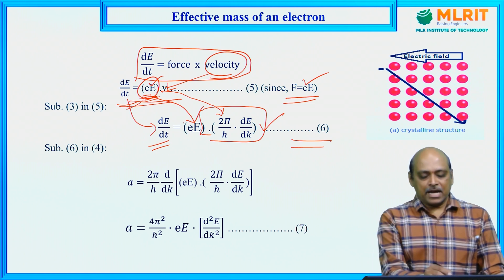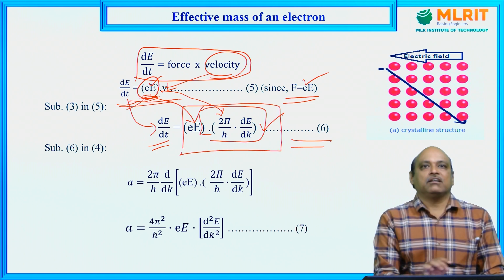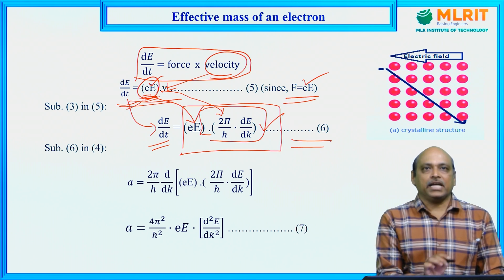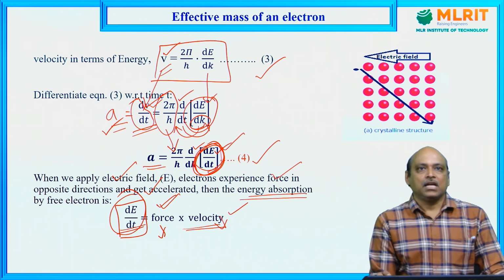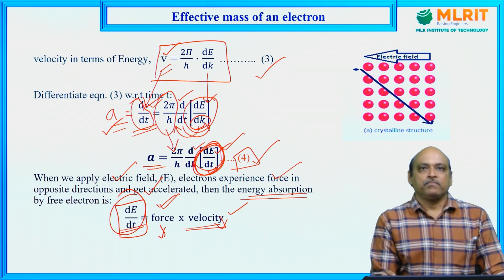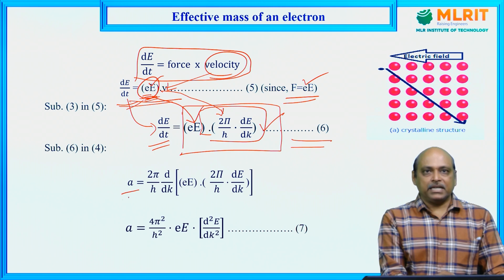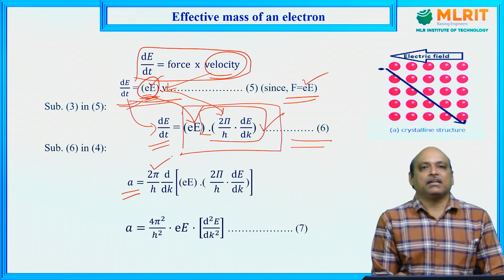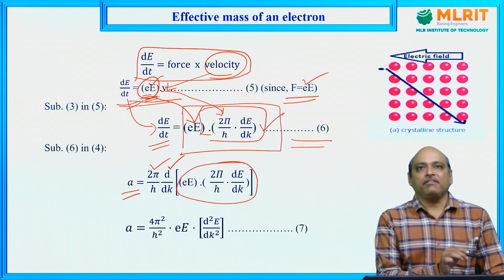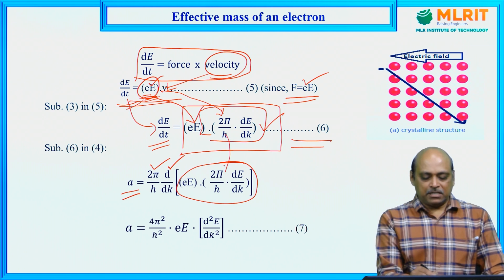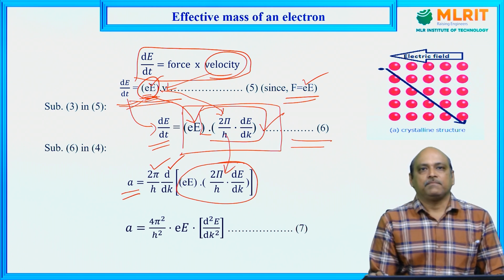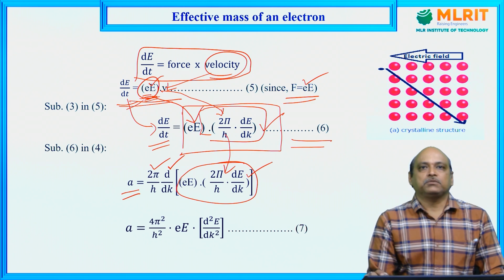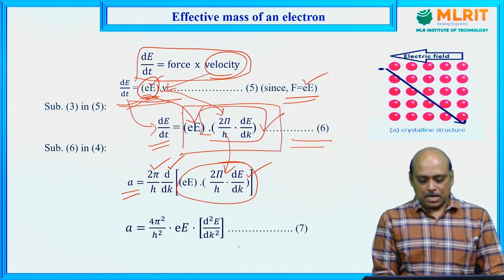Now the entire dE by dt value, whatever you got, you substitute in the A value. A is what, here you see. A is equation number 4, where dE by dt is there. Our task is achieved. Now the A value can be written as 2 pi by h, whatever earlier is there, as it is I am writing, d by dk of the dE by dt value. I am substituting this dE by dt value in this place. So by substituting the dE by dt value here, I got an expression as like this.